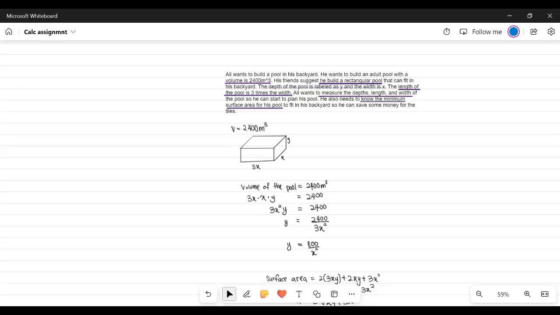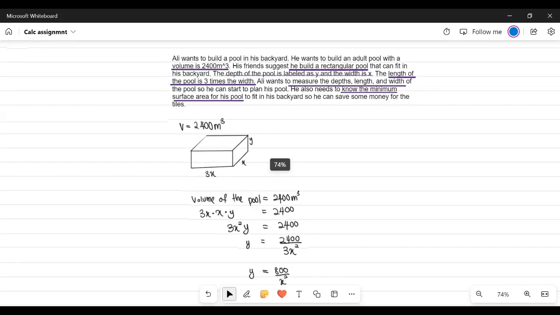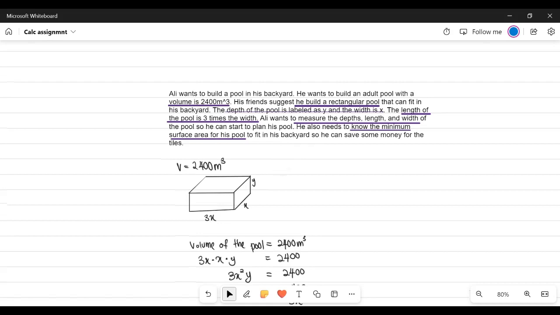Okay, now we will move towards the problem statement and the problem solution. Ali wants to build a pool in his backyard. He wants to build an adult pool with volume 2,400 cubic meters.